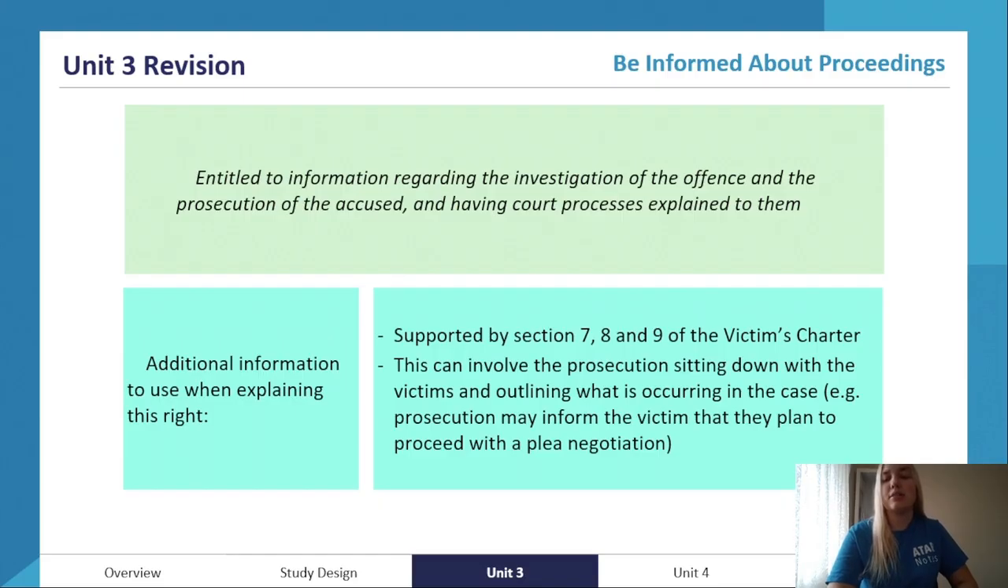So they may, for instance, inform the victim that they plan to proceed with a plea negotiation and see if the accused will enter into a guilty plea. If the victim wanted their day in court and to see retribution happening to the accused and be able to say how their actions impacted them, they might be quite upset about this. So, of course, the prosecution, even though they're not going to change what they're doing, at least has to sit down and inform the victim if something like this is happening.